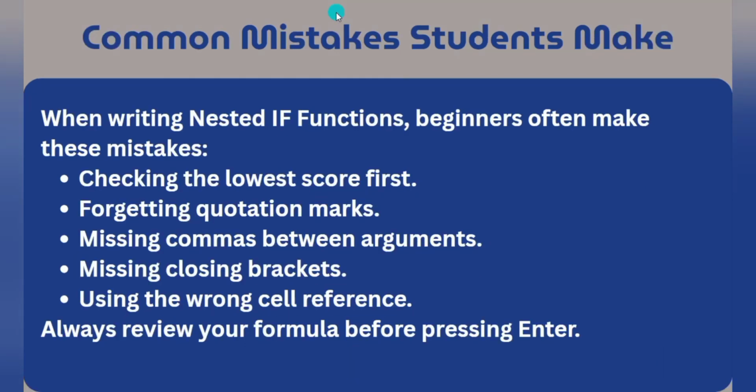When writing the nested if function, there are a lot of mistakes you could make. Number one, checking the lowest score first. Excel will always check from the first thing you write. Once it meets a condition that is satisfied, it will just give you the answer. So when you are writing, the higher condition has to come first. The higher score has to come first with its condition. Other mistakes are forgetting your quotation marks, missing commas between arguments, missing the closing bracket, and using the wrong reference.